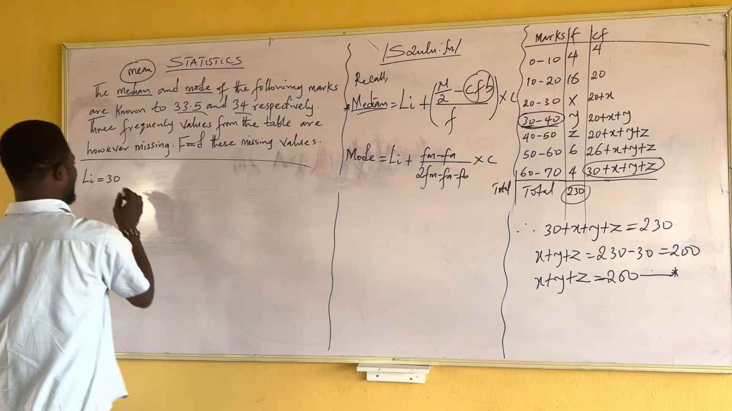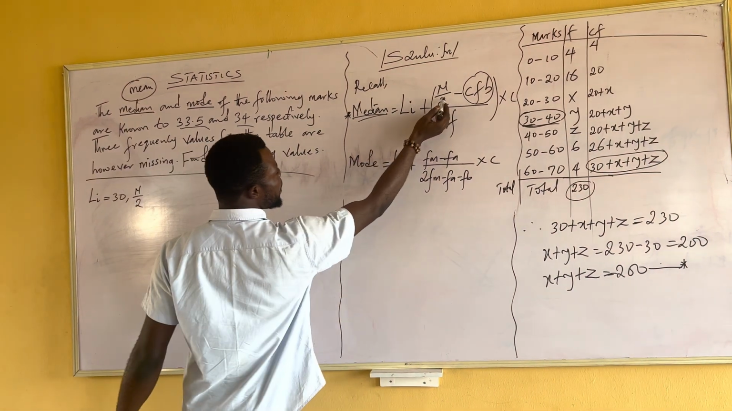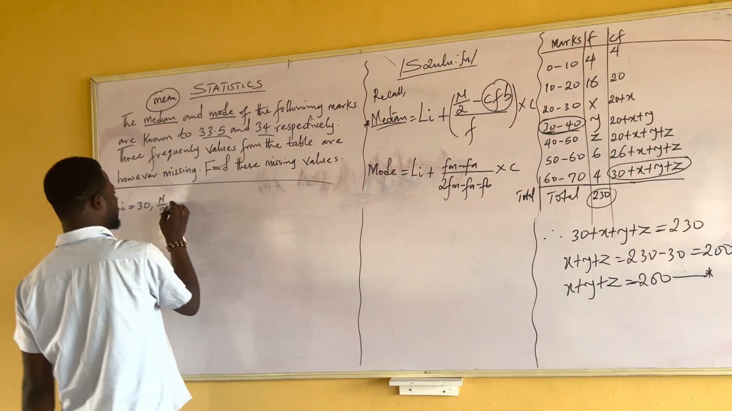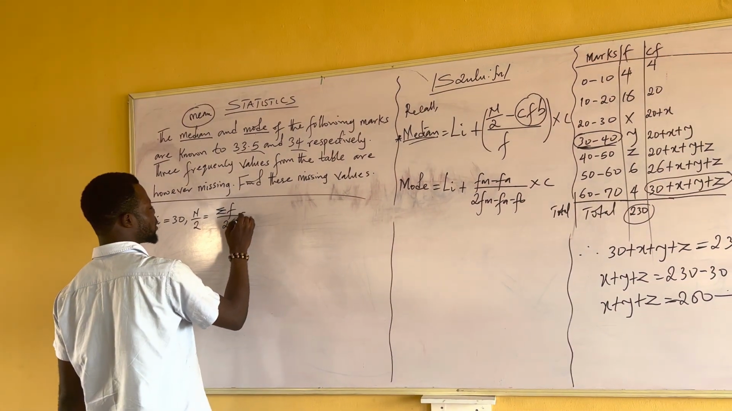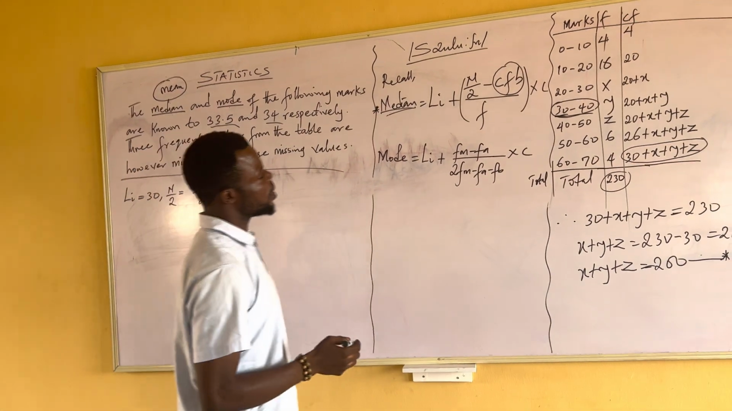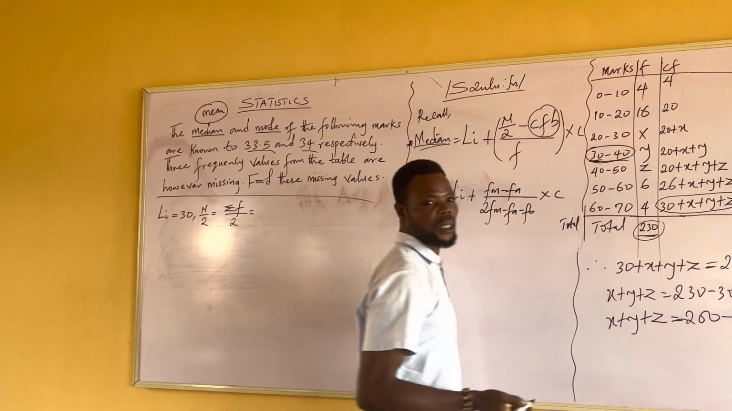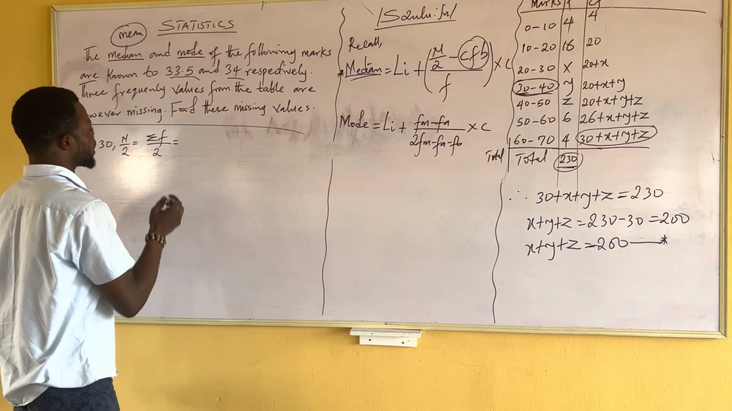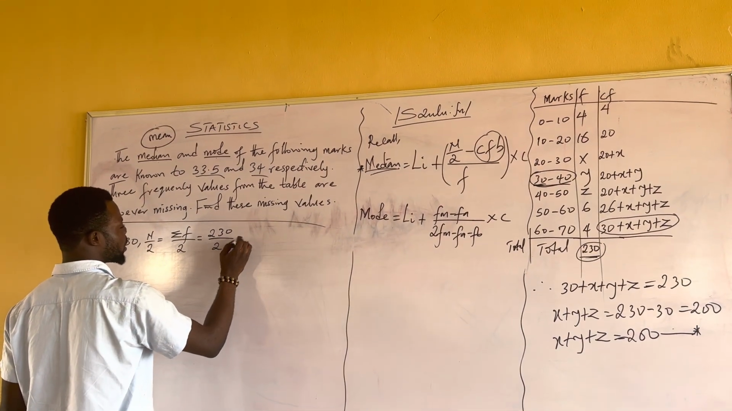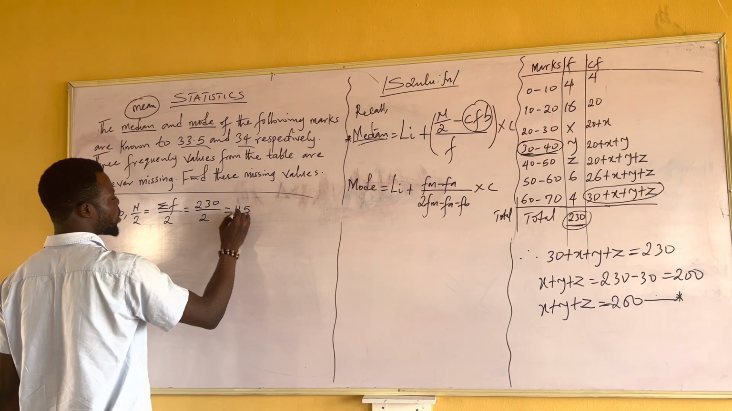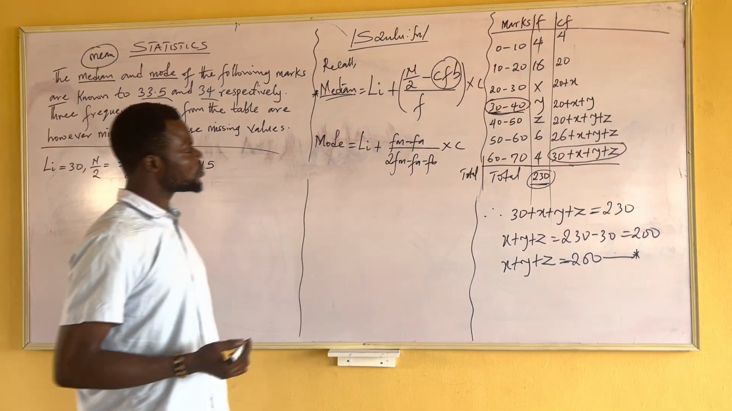Then our N over 2 is equal to, this can also be written as, summation F over 2. And what is summation F? That is the addition of the frequency, which is given already, and it's 230. So this will be 230 divided by 2. We divide this, we have 115.